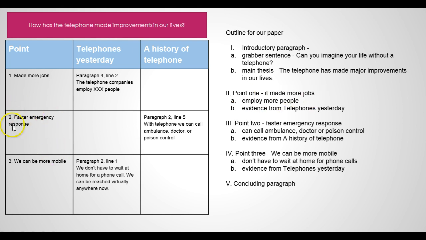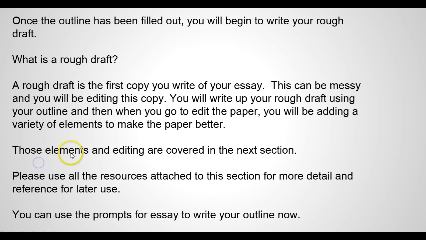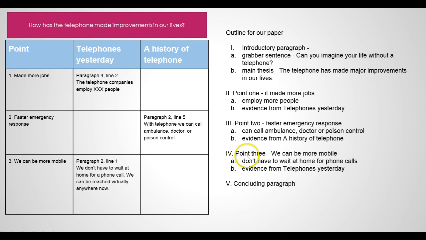Number 2, faster emergency response. Point 2, faster emergency response. And then I move point 3 to point 3. We can be made more mobile. Notice I have my evidence. For number 1, made more jobs. Paragraph 4, line 2, the telephone companies employ a certain number of people.